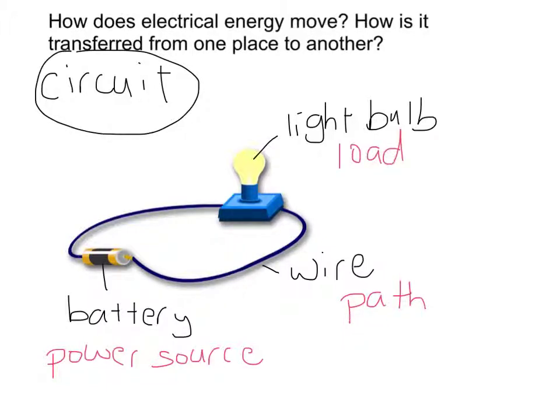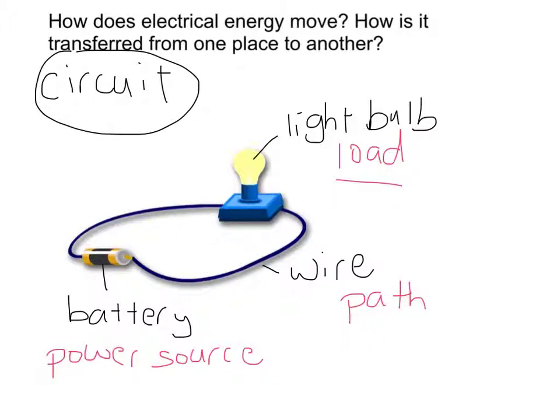A load is what changes electrical energy into something else. So in this situation, the load is a light bulb because it changes electrical energy into light energy. Instead of a light bulb, you can have a radio, because a radio is the load because it changes electrical energy into sound energy. You can have a fan instead of the light bulb, because it will still be a load because it changes electrical energy into moving energy or kinetic energy.